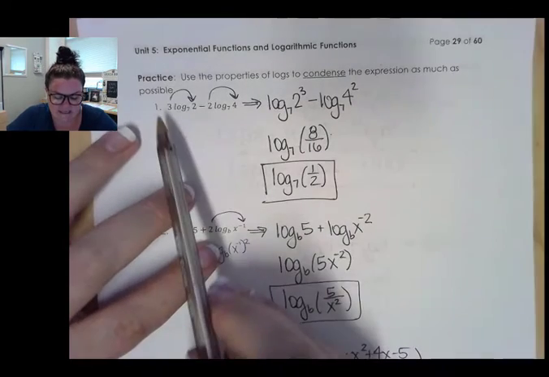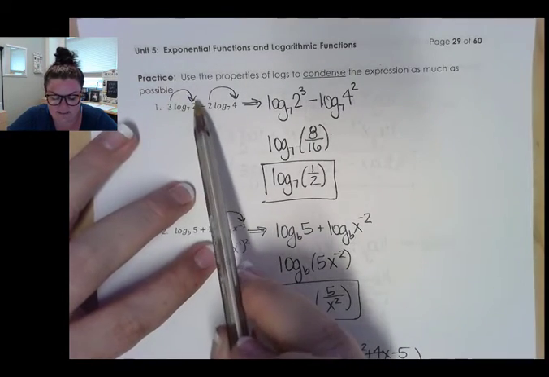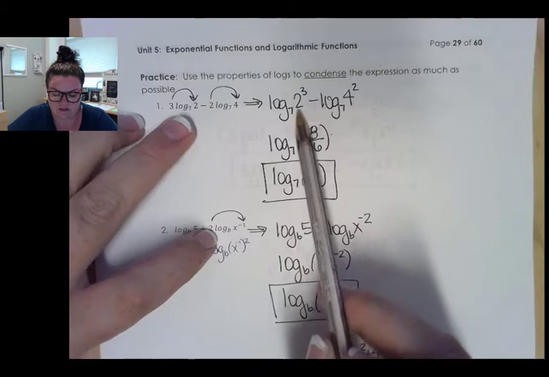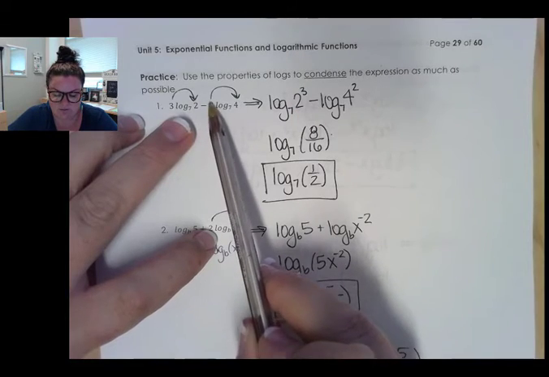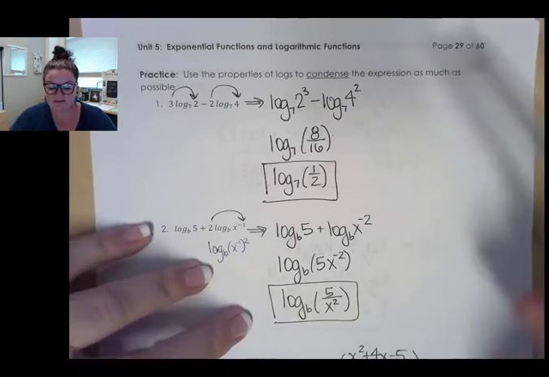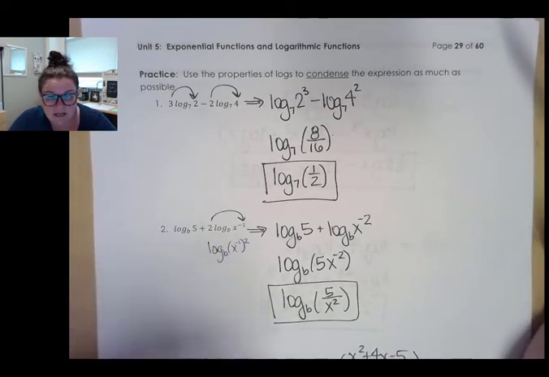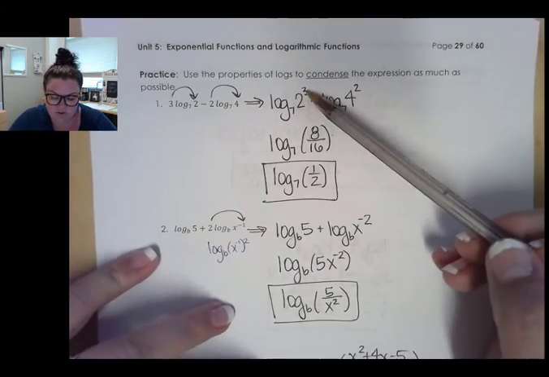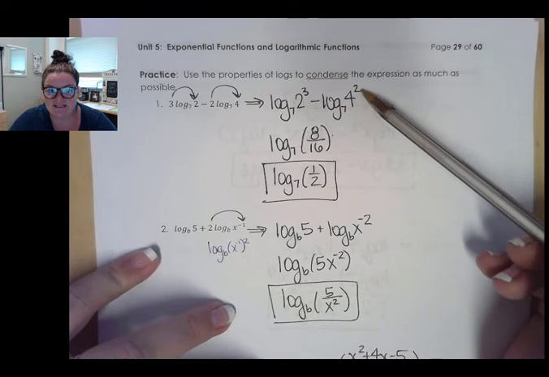So I take this 3 and I put it back up into the exponent of the 2, which is what I did here. And I take this 2 and I put it back up into the exponent of the 4. Now that I've done that, because these are just regular numbers, I went ahead and multiplied it out. We know that 2 cubed is 8, 4 squared is 16.